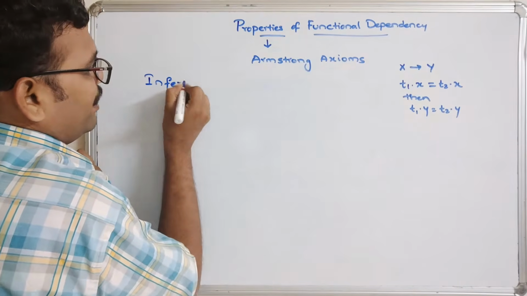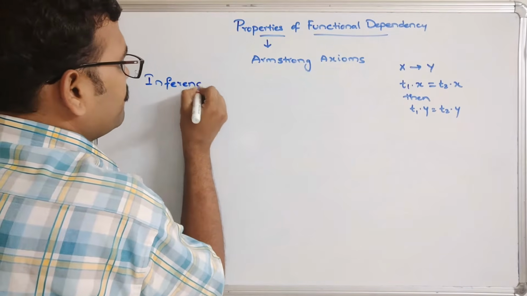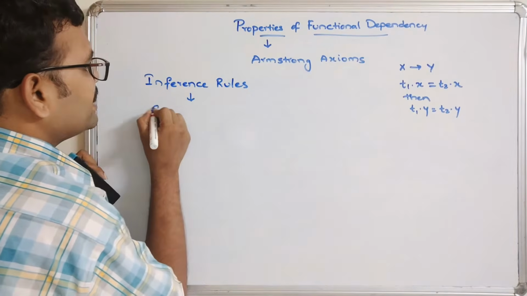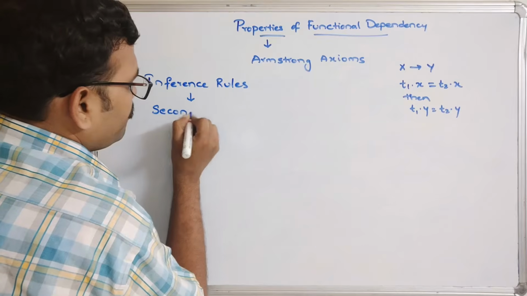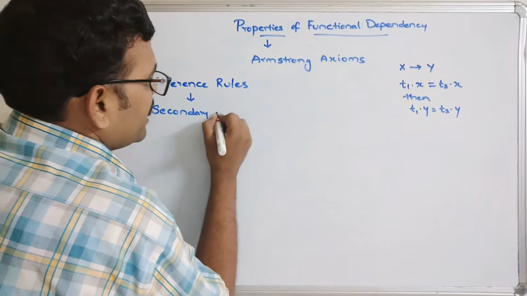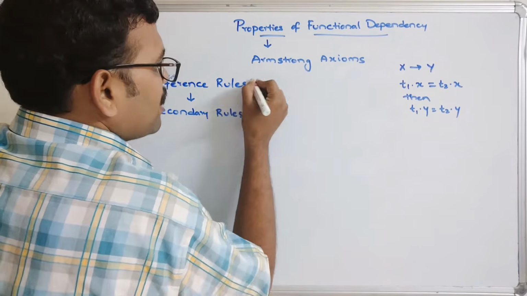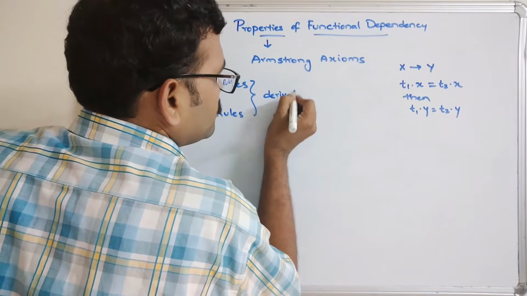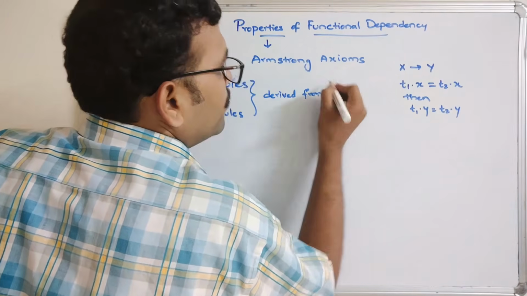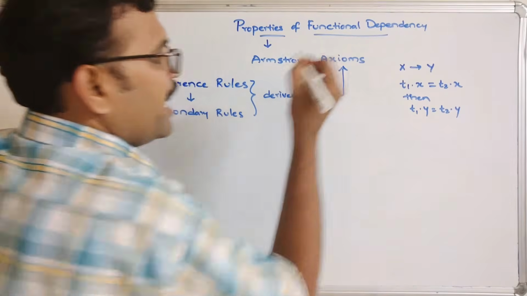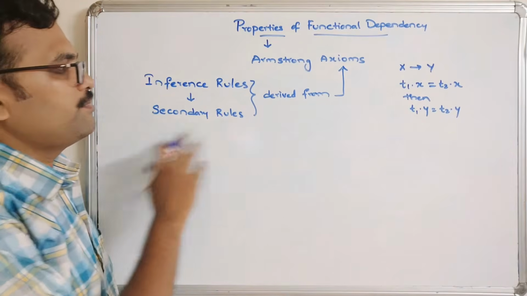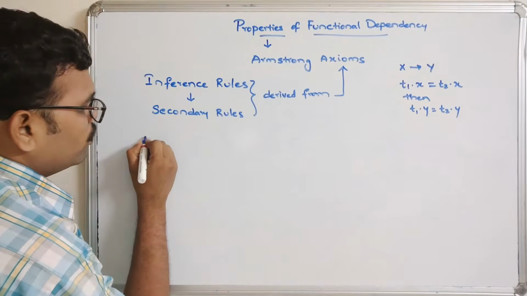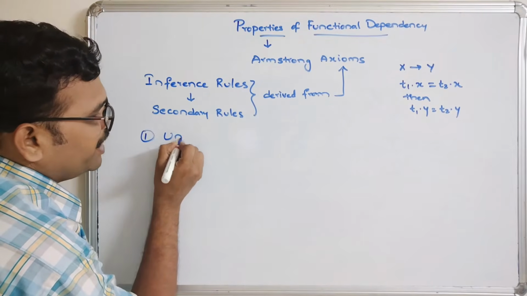So, inference rules, and we can also call them secondary rules. These are derived from the Armstrong axioms. The first rule is union.